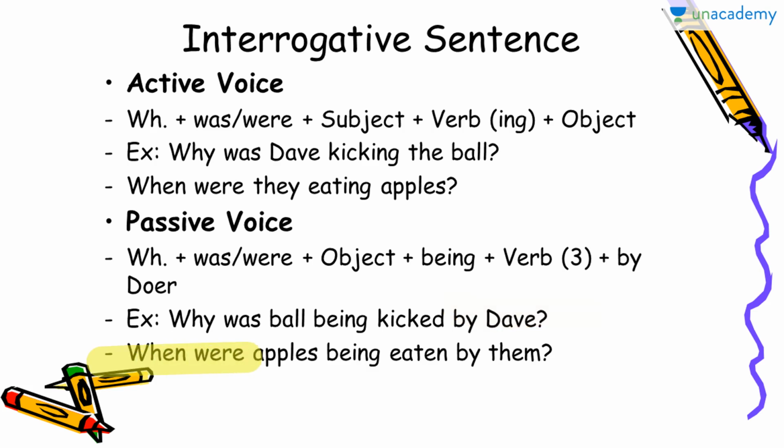Then when were apples being eaten by them? When remains as it is, were is used because of apples, okay, not because of them. Then being, then eaten, third form of eat, and by whom we will mention at last if it is given.